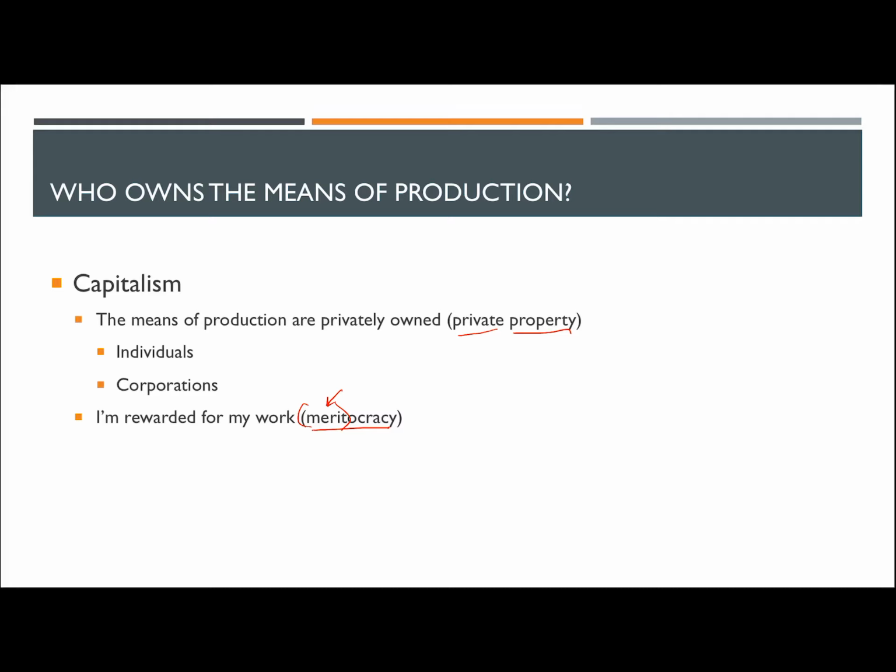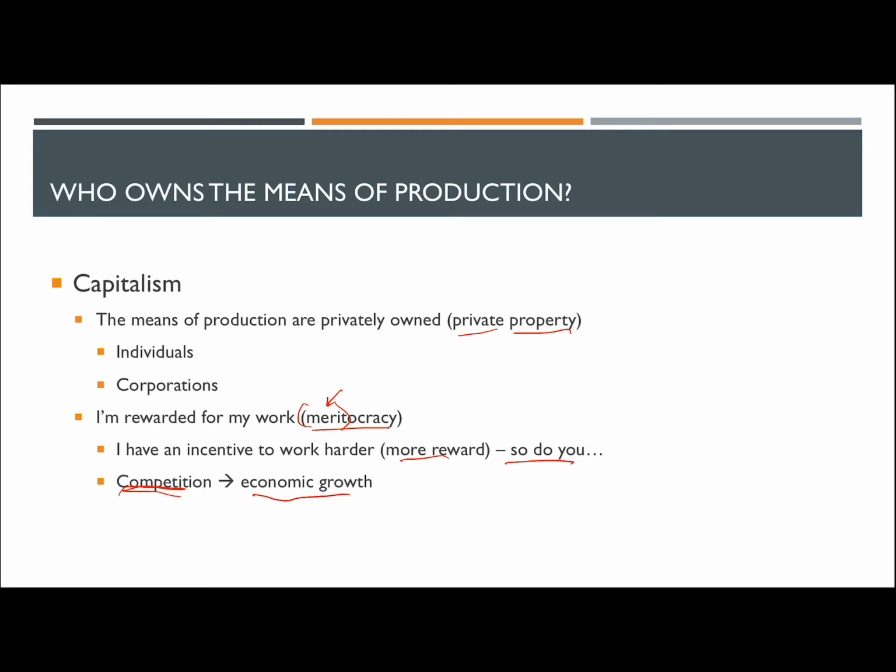This is the whole bit we just talked about. I have an incentive to work harder. I'll get more reward, and so do you. And we get this whole thing. The whole thing is driven by us competing with each other. And that competition is what drives the economic growth. If you get satisfied in a capitalist system and just sit back, you're going to get overtaken by the person who's not satisfied and wants to work harder. So you have to constantly work, constantly compete. That's the only way to survive.